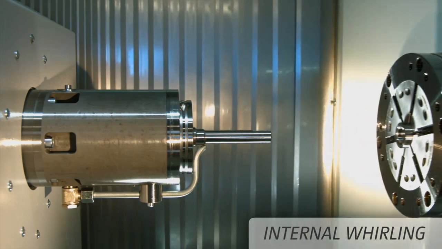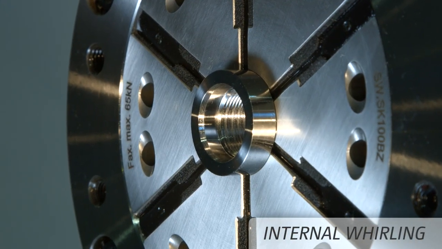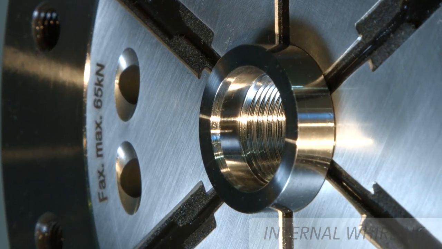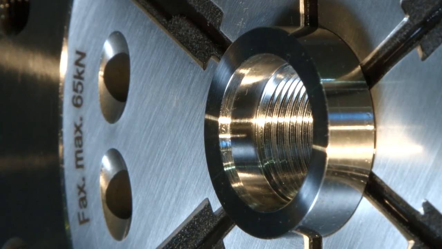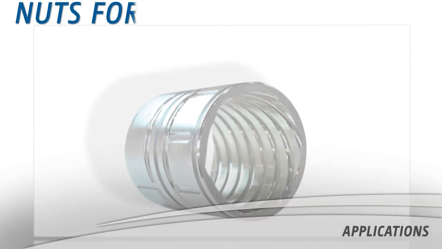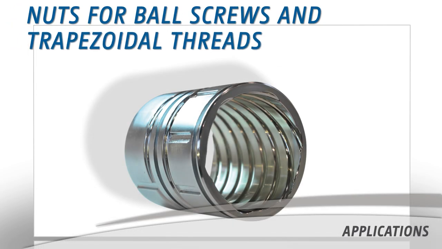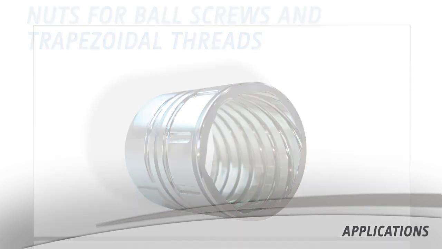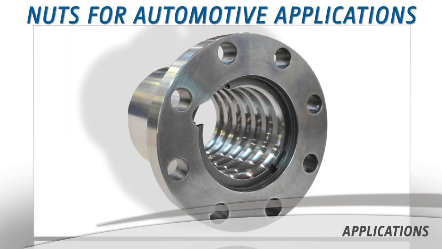This method is suitable for bore diameters from 15 millimeters. The application examples for internal whirling are mainly, but not only, used in the field of automation: nuts for ball screws and trapezoidal spindles, nuts for automotive applications.